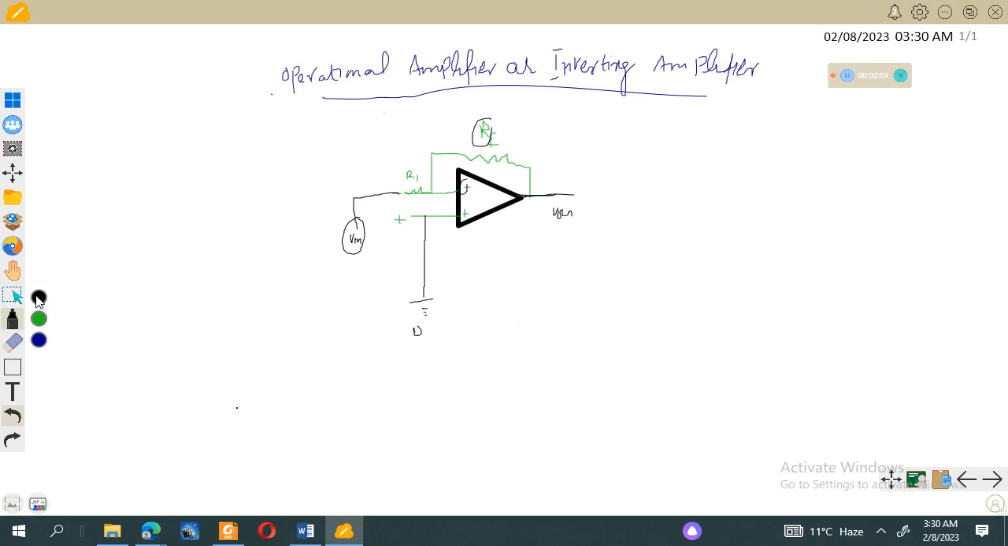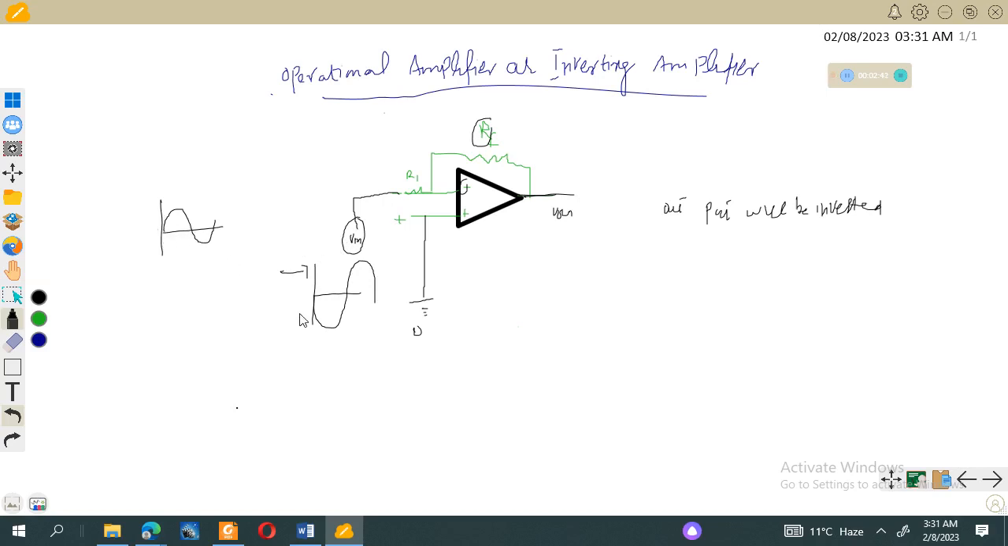As you know, the input is given to the inverting terminal, so the output will be inverted. In what sense will the output be inverted? It means if we give an input like this, there will be a 180 degree phase change. So this input will be amplified as well as inverted. So let's see how this inverts the input signal.